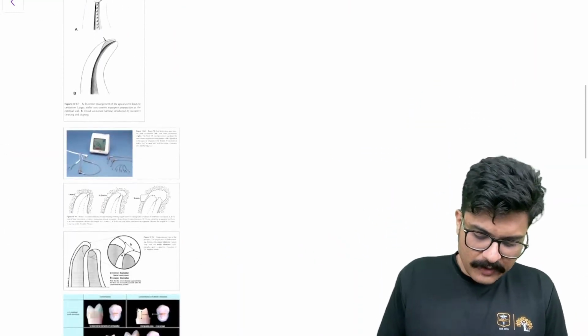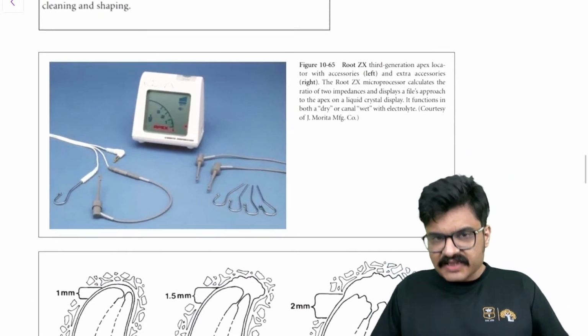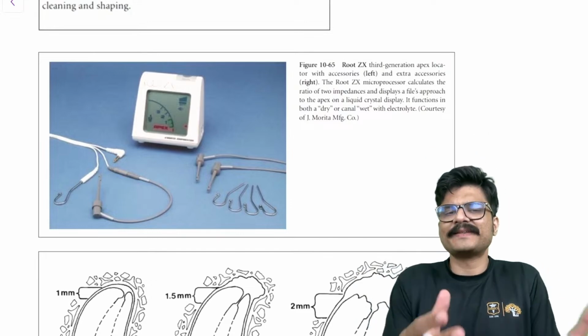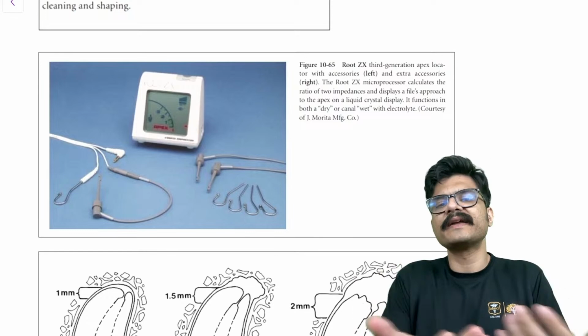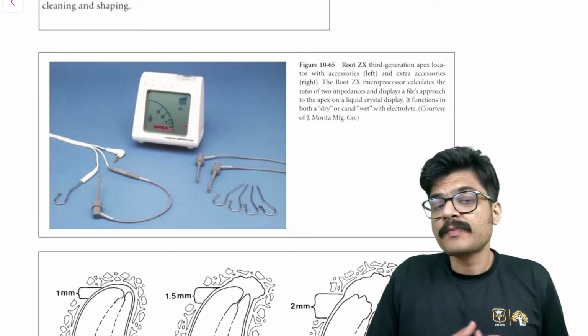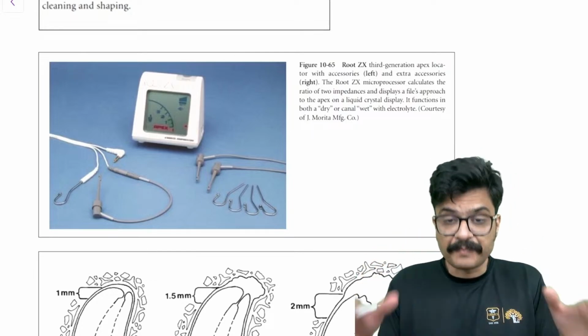Now the applied part. One more applied part, guys. You have an image-based question like this. You all know that's your apex locator, and more specifically, that's your Root ZX apex locator. The question that comes is, what is it used to determine? It is used to determine the working length, as simple as that. By which method? Electronic method. Okay, fine. Now the problem area.